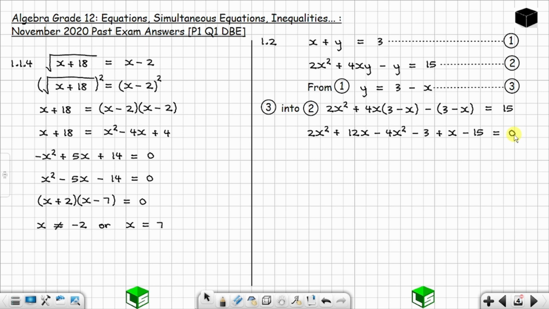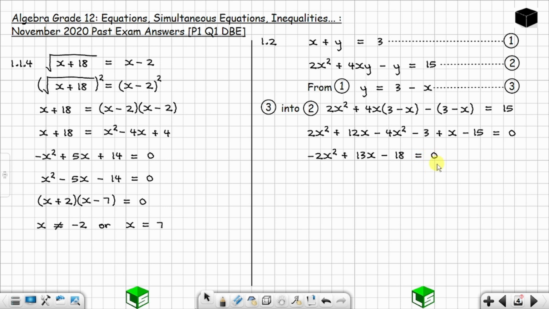And now you carry on. You have this 2x squared minus 4x squared. This gives you negative 2x squared, right? And you have 12x plus x, which gives you 13x. So it's plus 13x. And you have negative 3, negative 15. So negative 3, negative 15 gives you negative 18, right? And this is equal to 0.